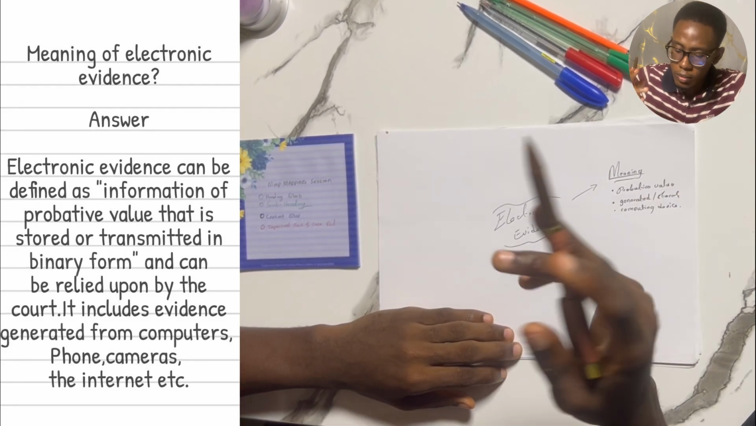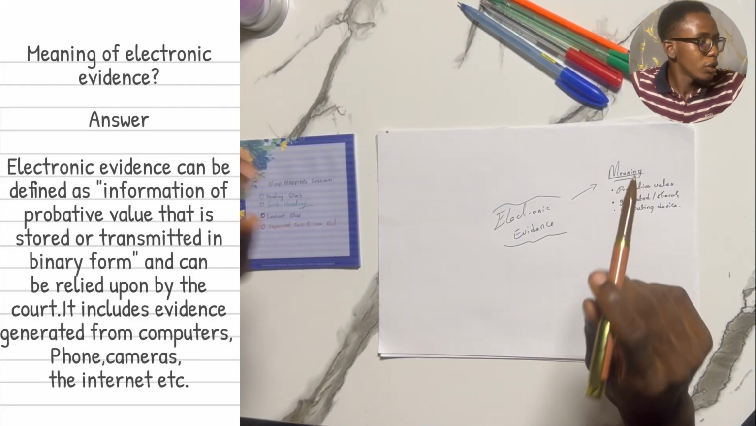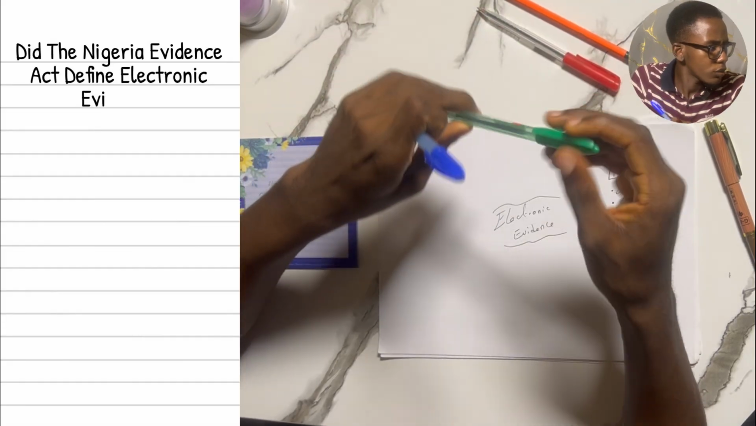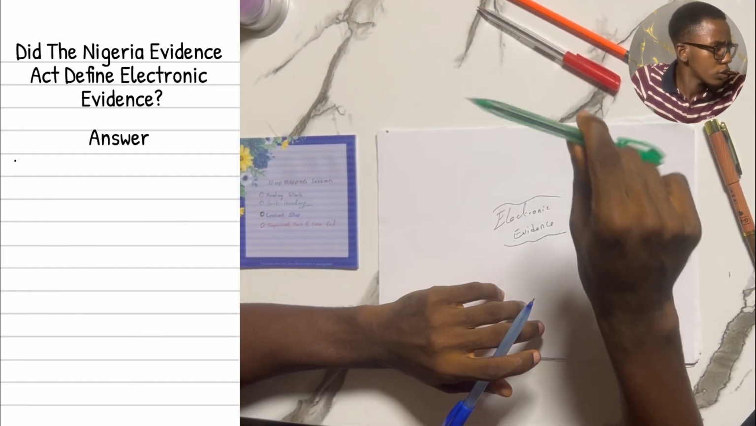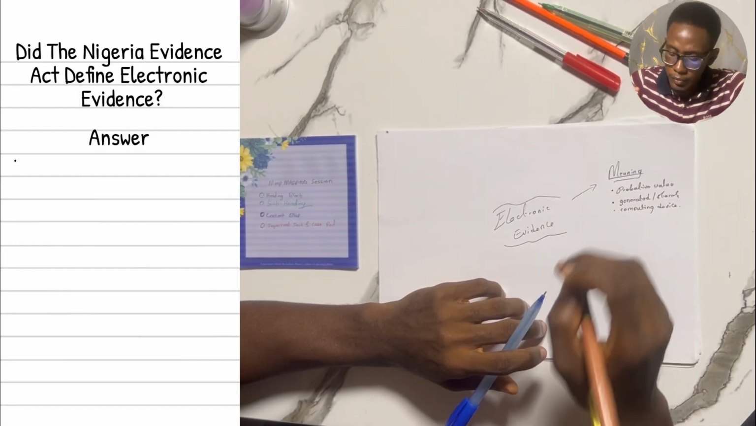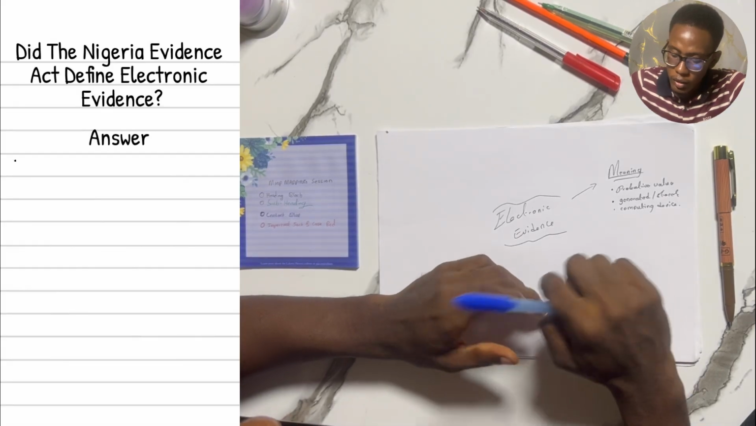So yeah, sorry, I just continued using black, which I was not supposed to. Next one, I'm going to keep the green down. Next one is the act. Does the act define electronic evidence?